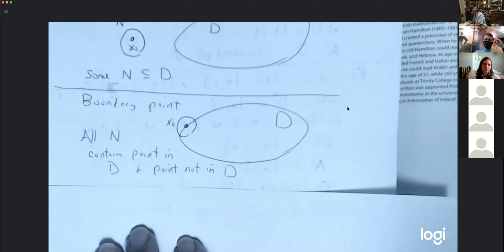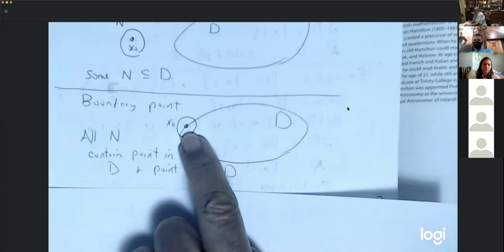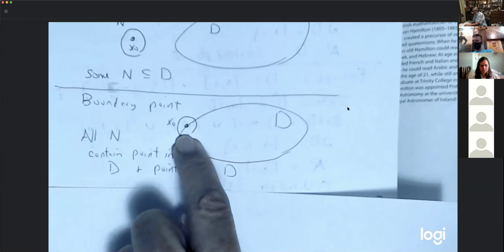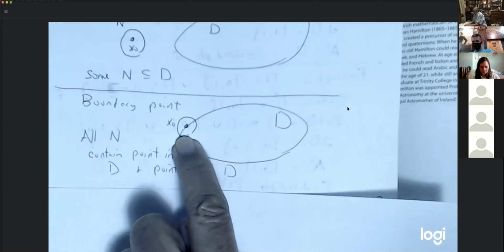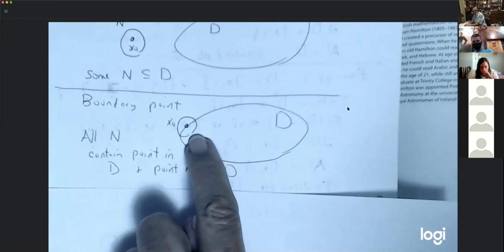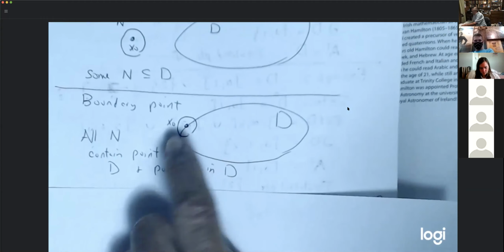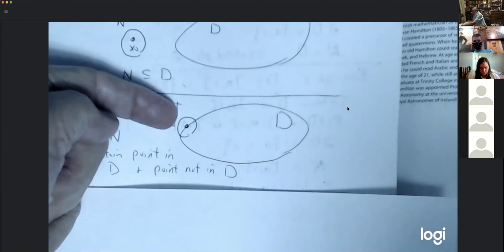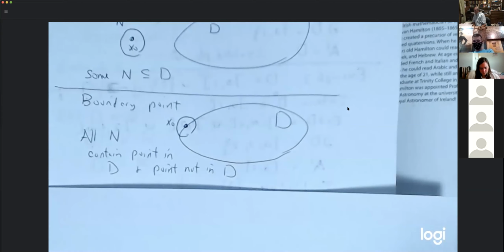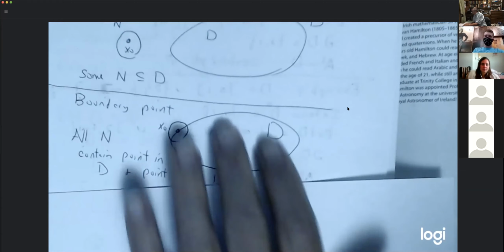What's a boundary point? Well, if my point happens to be right there, then one thing you would say is every neighborhood, not some neighborhood, but every neighborhood that I draw around the point has something in the set, that's the stuff over here, and something outside the set, that would be the stuff out there. Okay? That makes a boundary point. Okay?